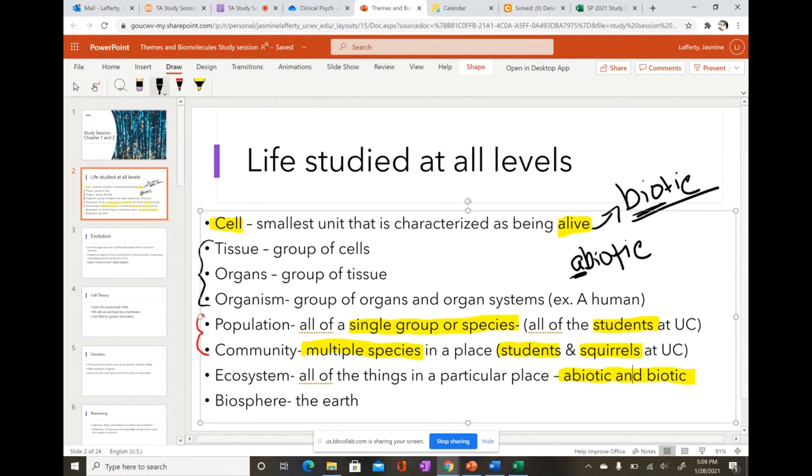So this is maybe how like water and, let's do trees, maybe if we're looking at that in an ecosystem. But it is all things in a particular place. So if we're looking at the ecosystem at UC, that would be the rocks and the road and the buildings and the trees and the students and the grass and the water and everything. It is everything in a particular place in a smaller environment. And then the biosphere is obviously the biggest, and it's simply the earth. Bio, again, meaning alive, and then sphere, literally meaning circle. Okay?